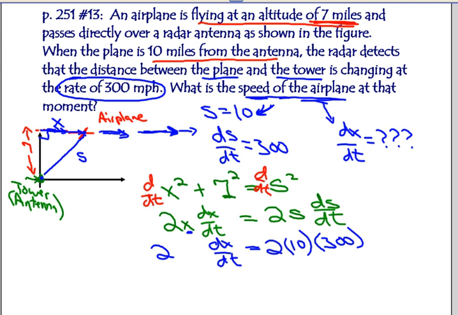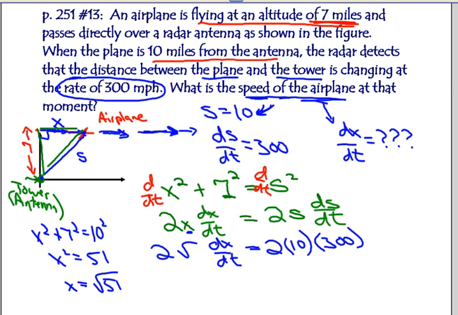What is x? So I come back up here to my picture. I note I've got this right triangle. There it is, so I've got my Pythagorean theorem. I had it before, the equation I took the derivative of. x squared plus 7 squared equals 10 squared, because s is 10. 10 squared is 100, 7 squared is 49. Subtracting, I get x squared equals 51, or x is the positive square root of 51. So I can also sub in for x. The 2's cancel out, and I solve for dx/dt, and I get dx/dt equals 3,000 over the square root of 51.